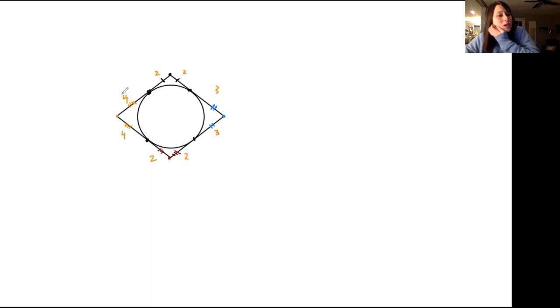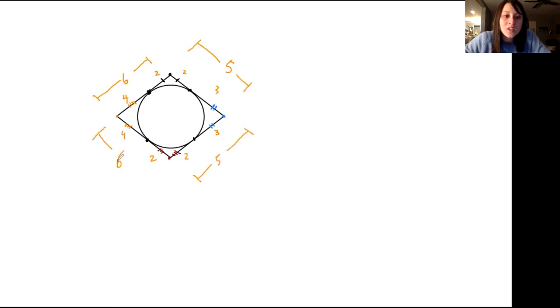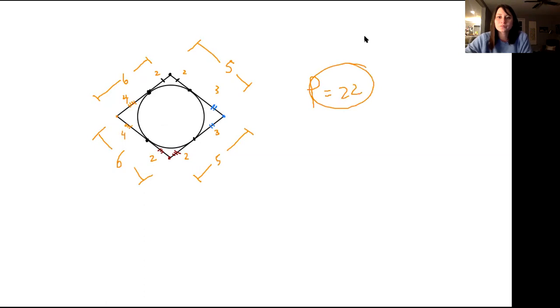So then we could find the entire segment. This would be 6, this would be 5, and then this would be 5, and this would be 6. And then you could find the perimeter, if you needed to. You could add them all up, and that's the perimeter. And the perimeter would be 11 plus 11, 22, right? 22. So let's take a look at our study guide.